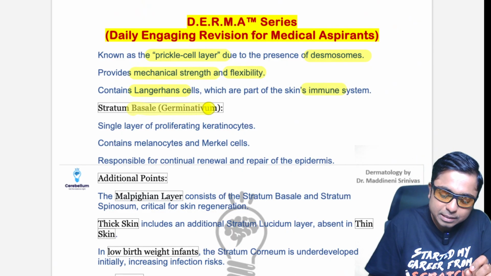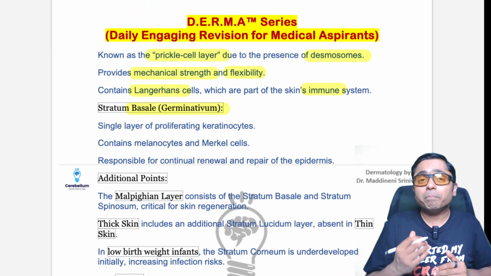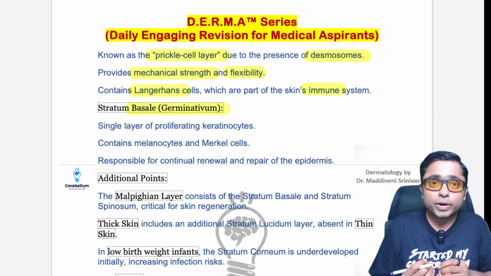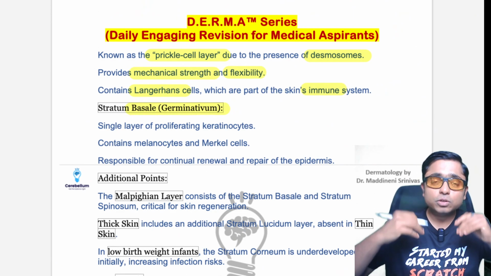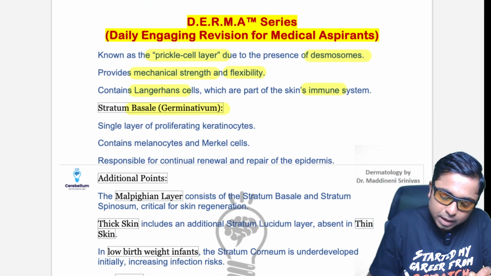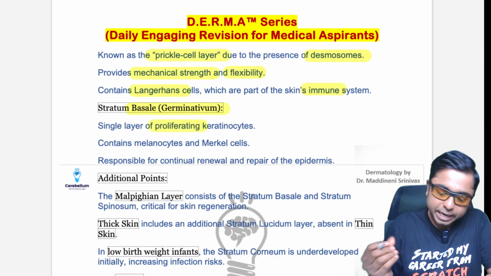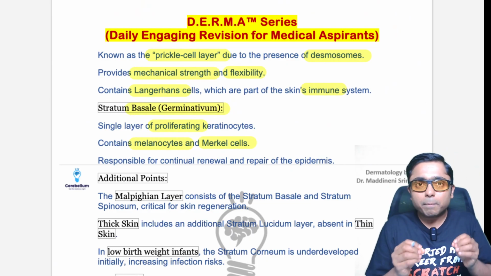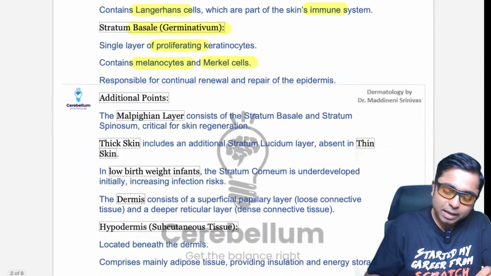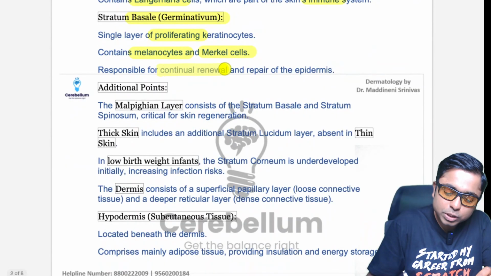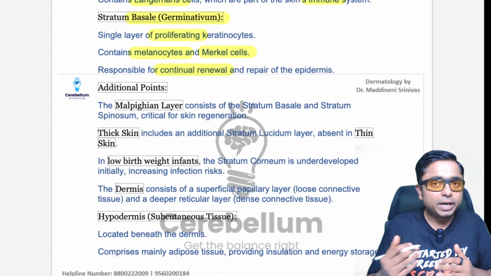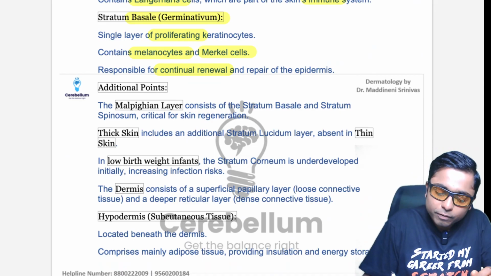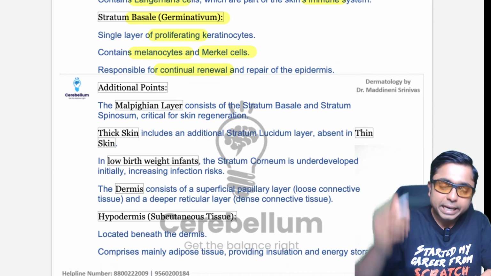Next layer is the deepest layer, which is the stratum basal layer, which is also called stratum germinativum. Why is it called germinativum? Because this layer is going to proliferate and produce the rest of the other layers of the skin. That is the reason why it is called germinativum, and it consists of two important cells, which are melanocytes and Merkel cells, and this layer is responsible for continual renewal. As I've already told you, there is a lot of mitosis happening in the stratum basal layer for the production of all the rest of the layers of the skin.